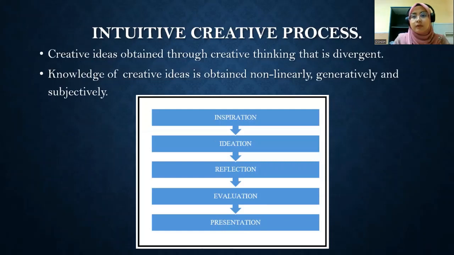An intuitive creative process is where creative ideas are obtained through creative thinking that is divergent. Knowledge of creative ideas is obtained non-linearly, generatively, and subjectively. Here I have five processes, which is inspiration, ideation, reflection, evaluation, and also presentation.